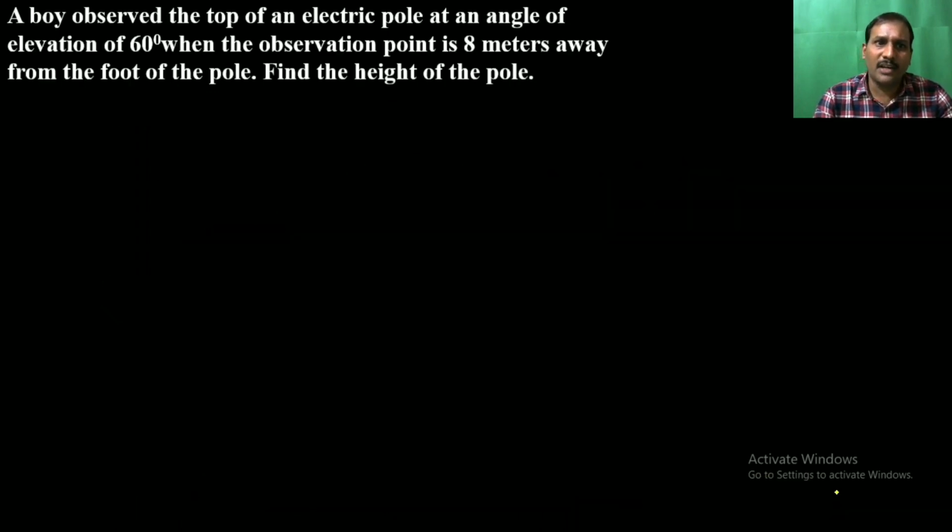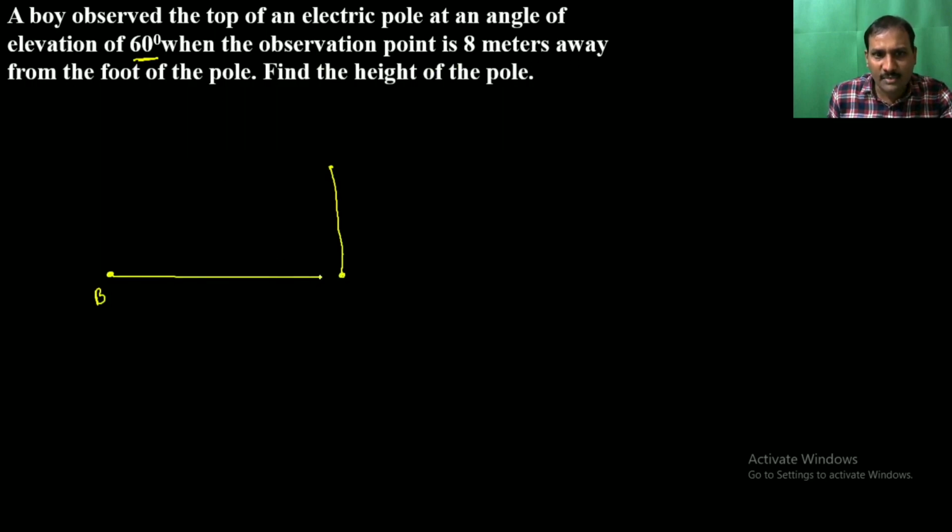A boy observed the top of an electric pole at an angle of elevation of 60 degrees when the observation point is 8 meters away from the foot of the pole. Find the height of the pole. Now see, a boy observed the top of an electric pole at an angle of elevation 60 degrees. So let us say here there is a boy, and let us say this is the electric pole. Okay, 8 meters away from the foot of the pole. So this is the distance between the foot of the pole and the boy. So this is 8 meters.